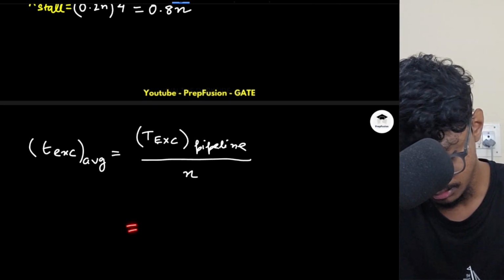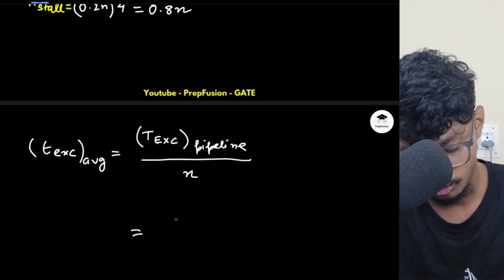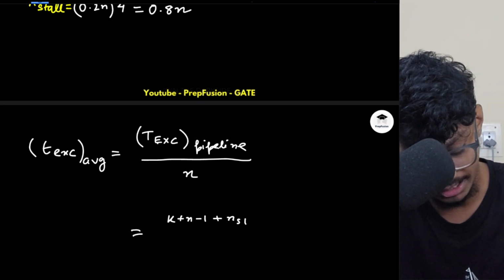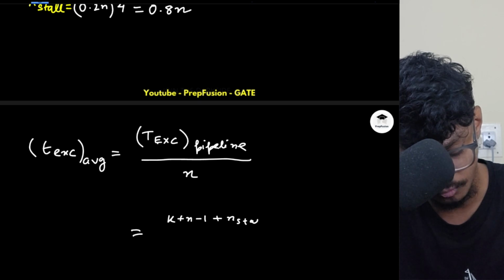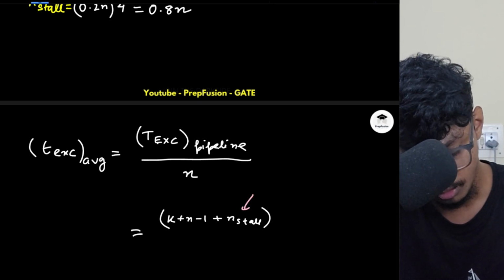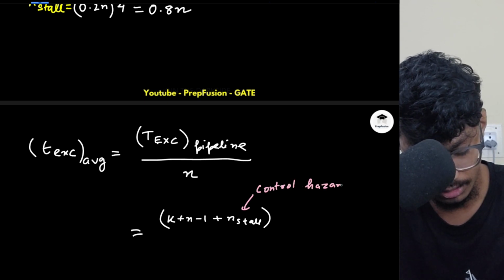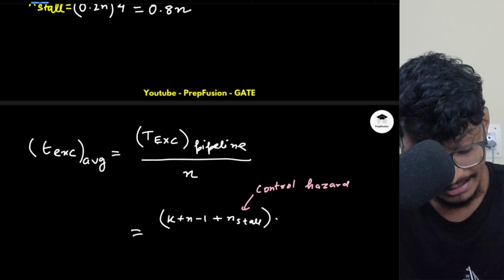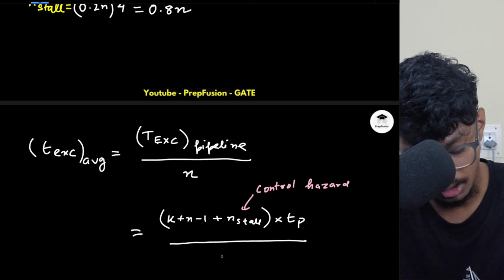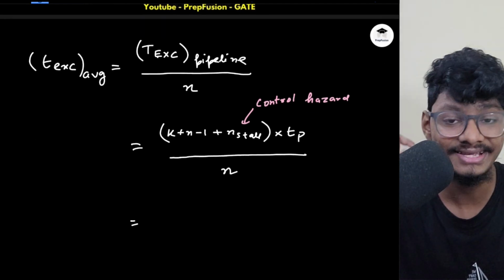So T execution pipeline will be the total number of cycles. What is the total number of cycles? It will be K plus N minus 1 plus N stall, the extra stall cycles that I needed to provide due to the control hazard, into TP, divided by the total number of instructions, that is N. That is my T execution average of a single instruction.